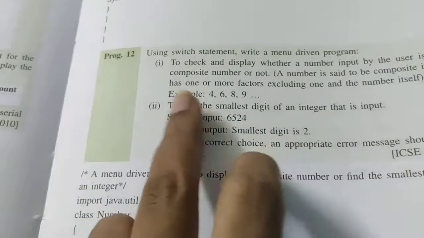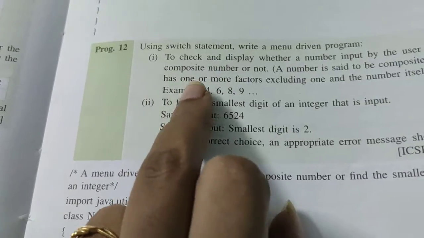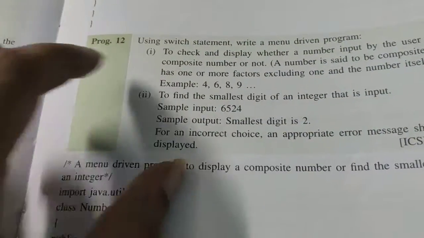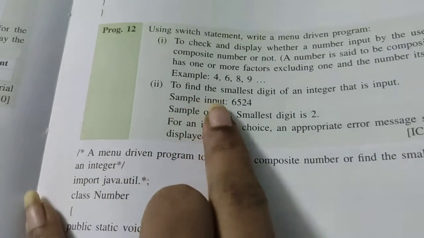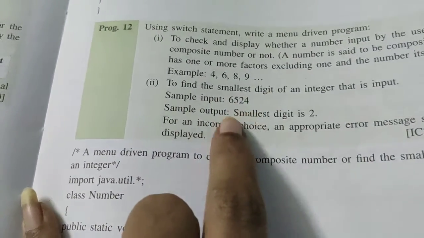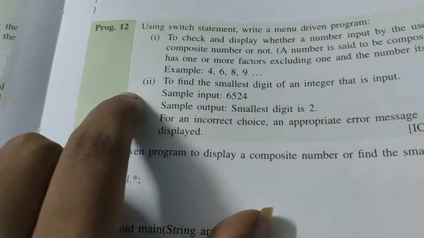Then the next program is here. They have used the switch case statement and they have given two menus. First is to find the composite number and second is to find the smallest digit of the given number. Okay, so these two we have to give.